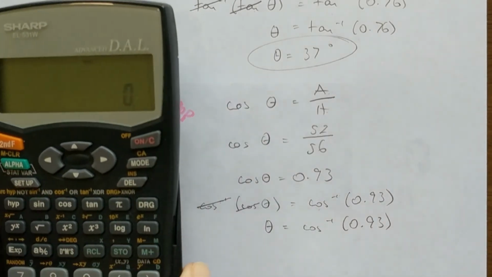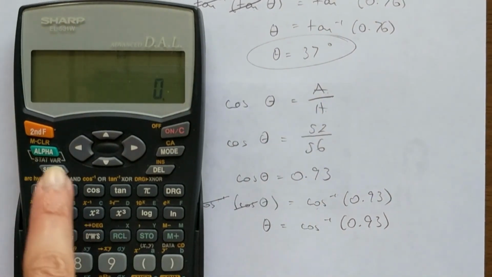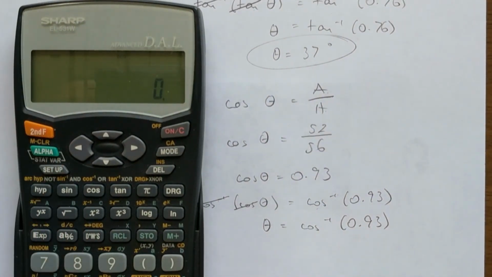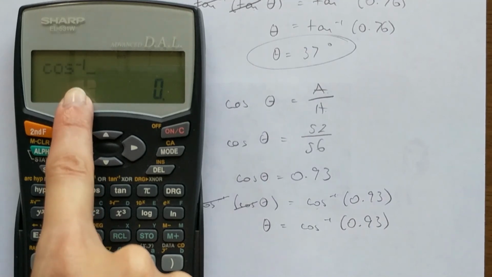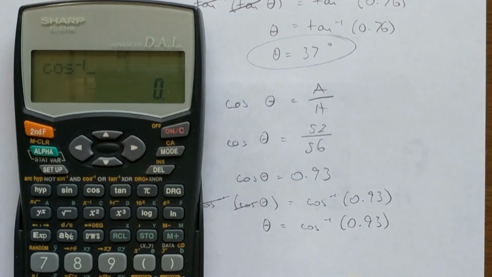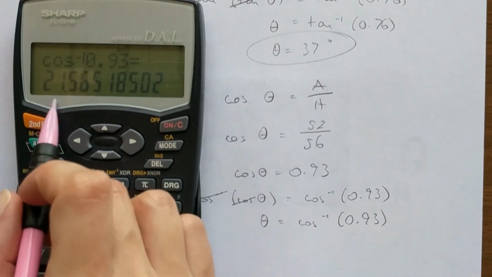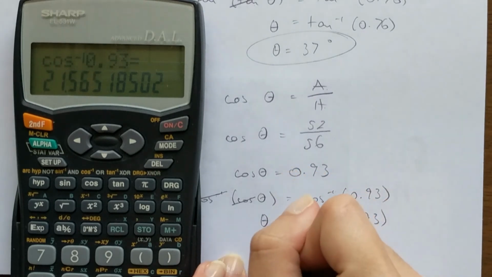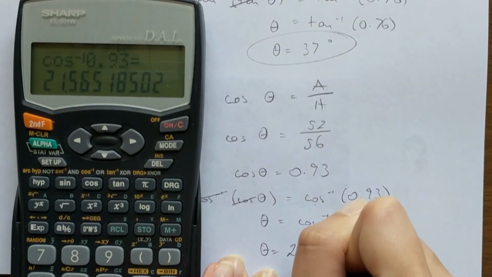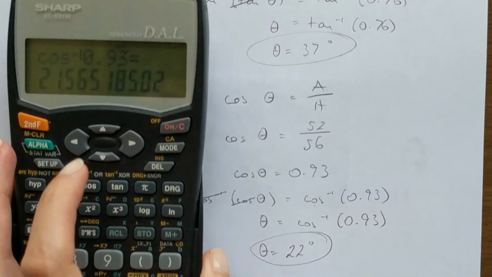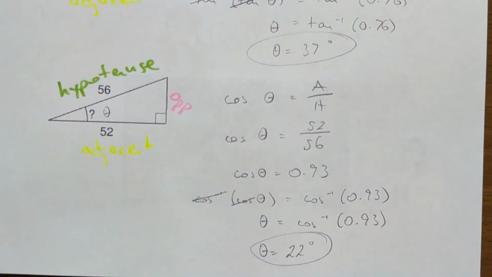I hop to my calculator here. I press the second feature button and then I press cosine, which will give me cosine inverse. And then I type in my decimal 0.93, which is equal to about 21.5. Let's round up to 22. So my final angle here, my unknown angle, is 22 degrees.